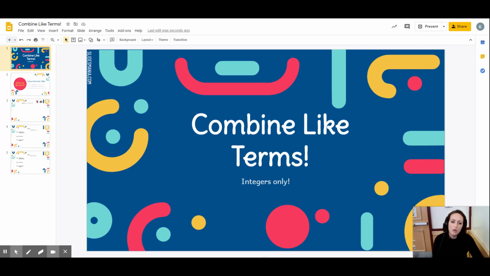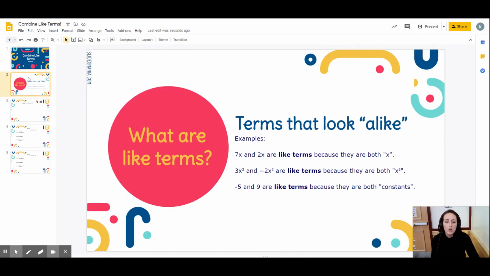We're talking about combining like terms. So, in your previous lesson, you identified like terms and learned the vocabulary. For this lesson, we are going to be learning how to combine like terms, aka simplifying expressions. Now, just to review with you, what are like terms?